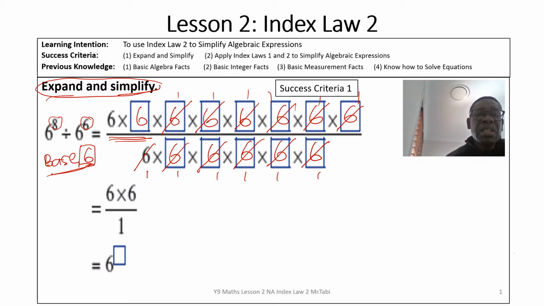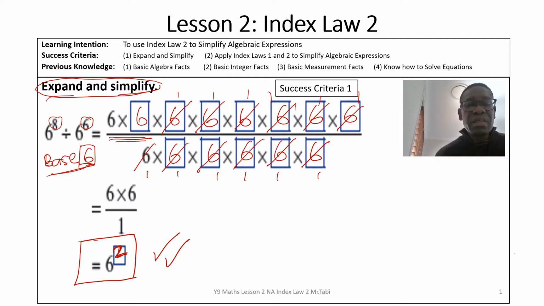All right. Now 6 times 6 is 6 squared. It's 36, but we're not going to write the value because we are just expanding and simplifying. So 6 squared will be our final answer. Not 36, but 6 squared. Because we're only simplifying. So 6 squared is the shorthand for that calculation. Remember, we were dividing those two.